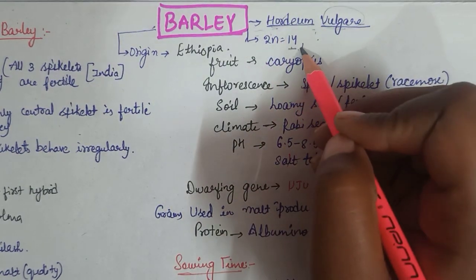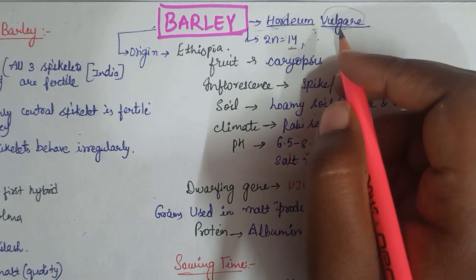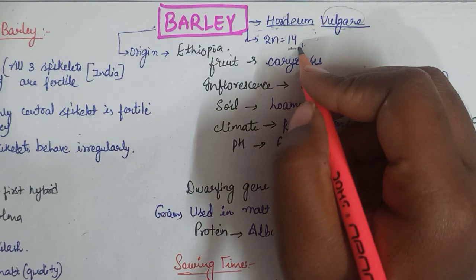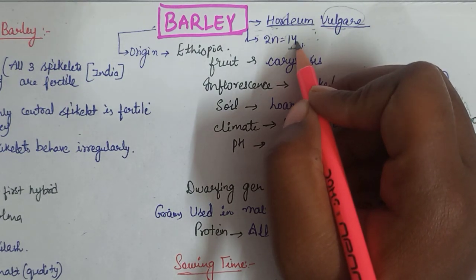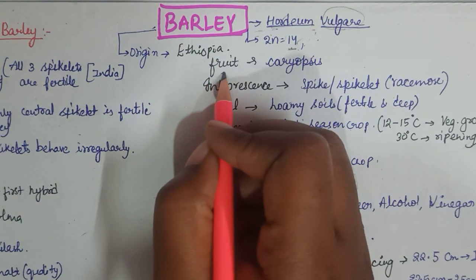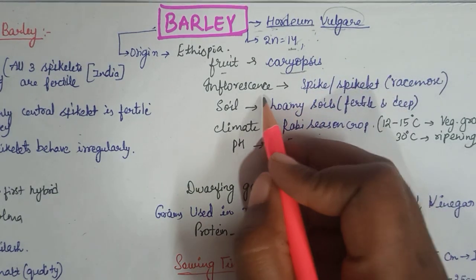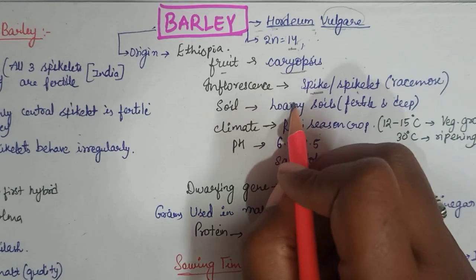So, I always tell in each and every video that when you are reading one crop, please compare it with the already completed crops that you have studied. So, recall what is the chromosome number of maize, wheat, and rice. And fruit type is caryopsis. In rice also it is caryopsis. Inflorescence is spike. Spike is the inflorescence of wheat as well.